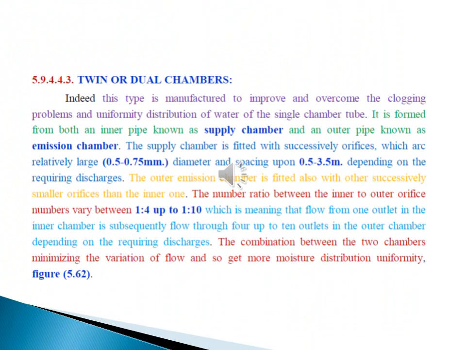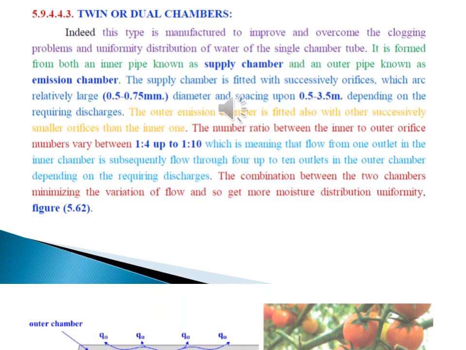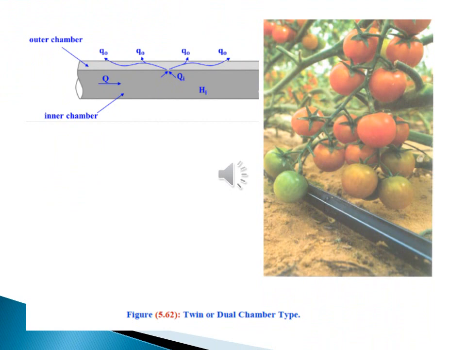Twin or dual chamber. Indeed, this type is manufactured to improve and overcome the clogging problem and improve uniform distribution of water of the single chamber tube. It is formed from both an inner pipe known as the supply chamber and an outer pipe known as the emission chamber. The supply chamber is fitted with successive orifices, which are relatively large, ranging between 0.5 up to 0.75 mm diameter and spacing from 0.5 up to 3.5 meters depending on the required discharge. Figure showing twin or dual chamber pipe. Look, my dear, at both the inner chamber and outer chamber also.